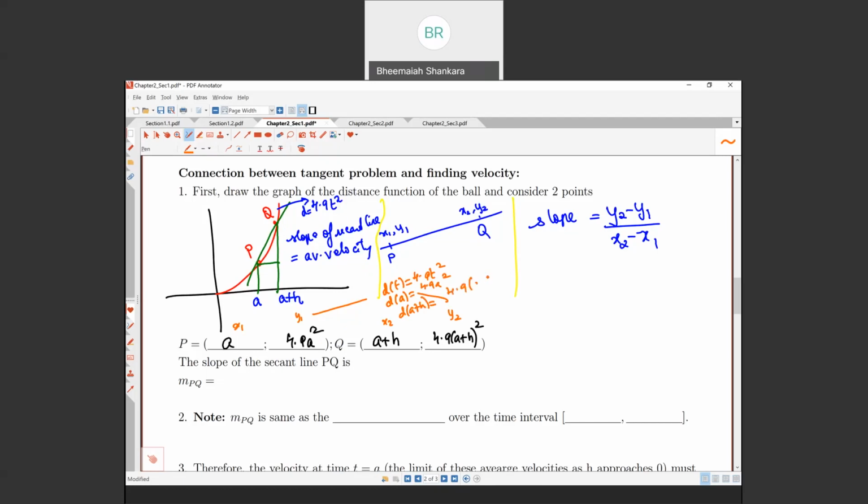Now you're trying to define m PQ, which is the slope of the secant line PQ. It's the difference of the y coordinates, y sub 2 minus y sub 1, divided by the difference of the x coordinates.